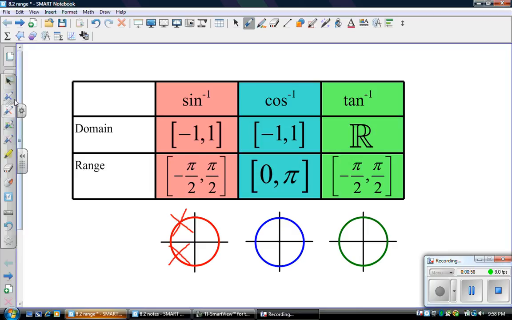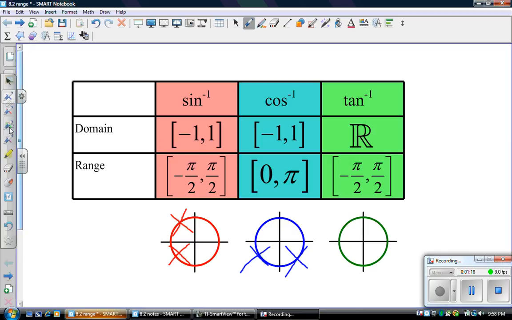If we're doing an inverse cosine problem, our answers have to exist between 0 and pi. Well, 0 is obviously right here in radians, pi is 180 degrees. So if we're doing an inverse cosine problem, we immediately cross out the bottom two quadrants.